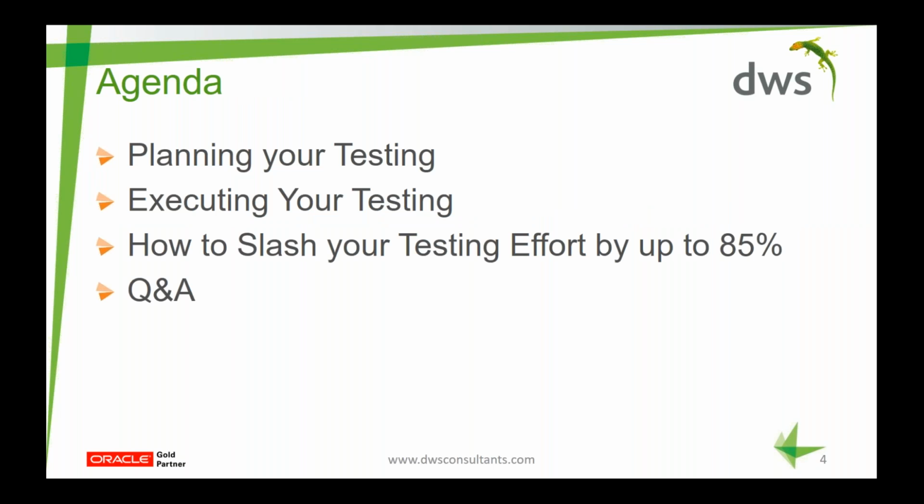The agenda we're going to cover in our 60 minutes together today looks at 4 key areas. We'll be looking at planning the testing of your EnterpriseOne system. We'll then move on to the issues relating to executing your testing. And then we'll show you how adopting the best practices that we will introduce you to today can actually help you to slash your testing effort by up to 85%. And then we'll have a few minutes towards the end for any of the questions that you would like to raise with us.